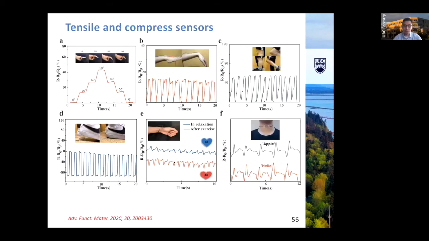Some demonstrations of the stress sensor and the compression sensor, on a finger, and it can even detect very subtle changes, for example pulse and also speech.